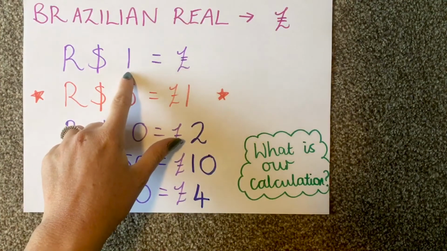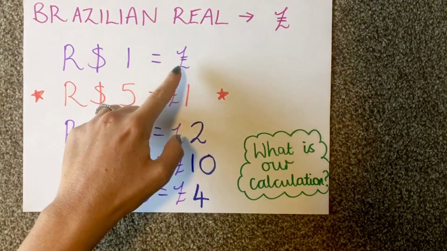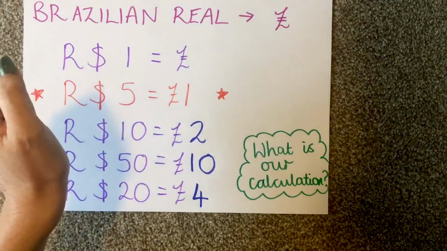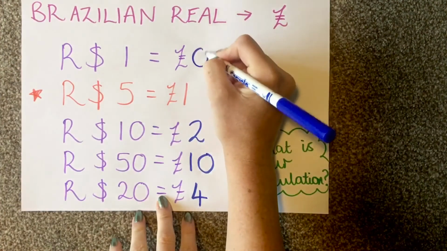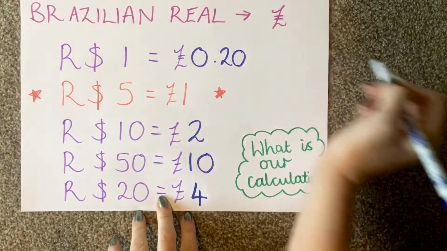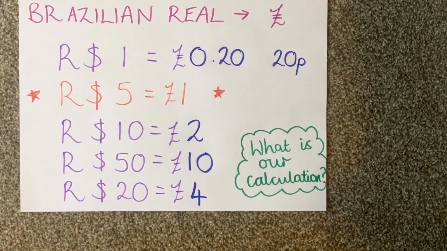If you just had the 1 Brazilian real, can you work out what that would give you? What would 1 divided by 5 give you? It would give you just 20 pence, which we would write either like that or like that. There you have it.